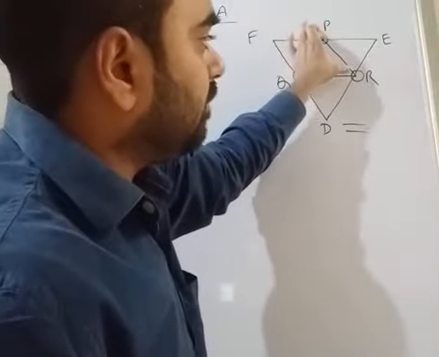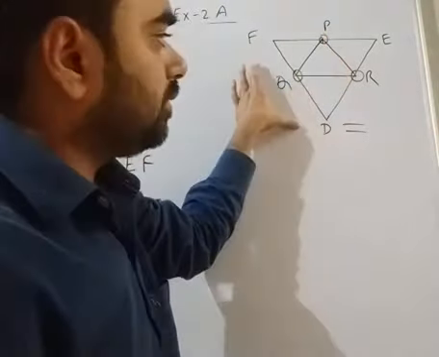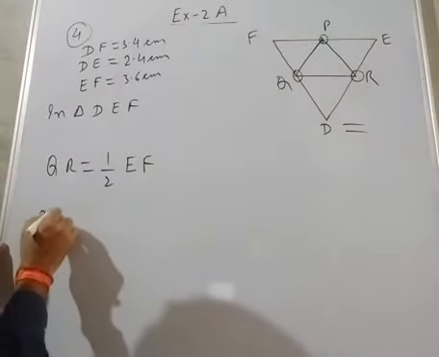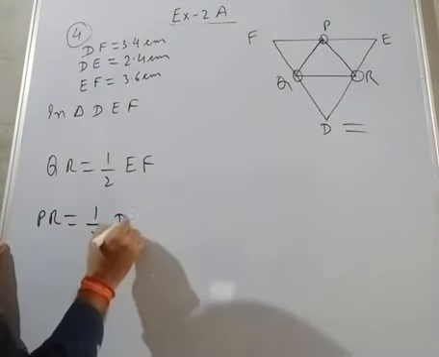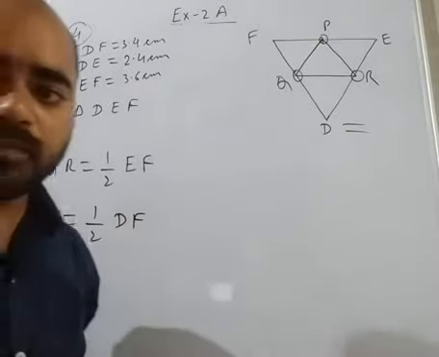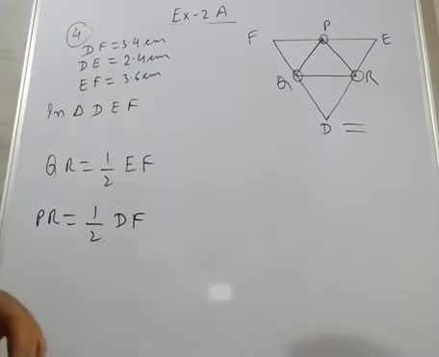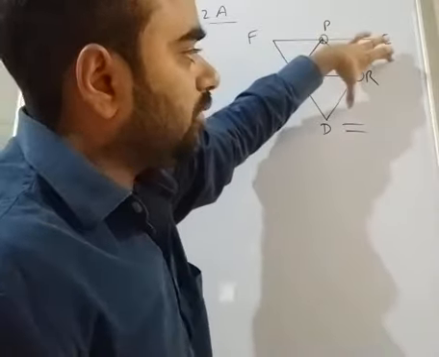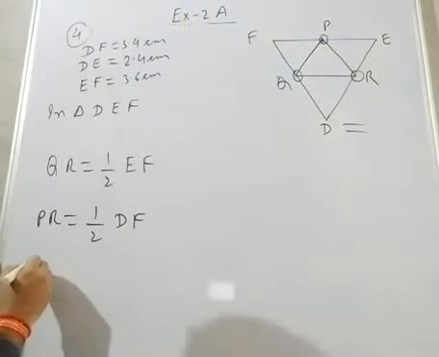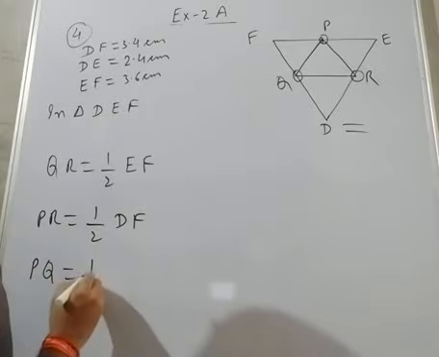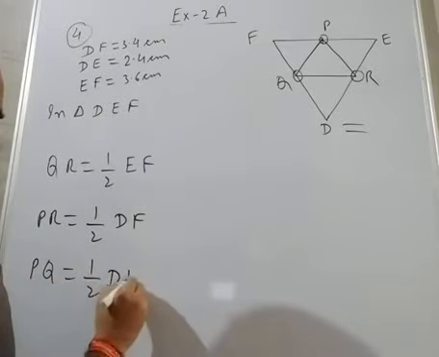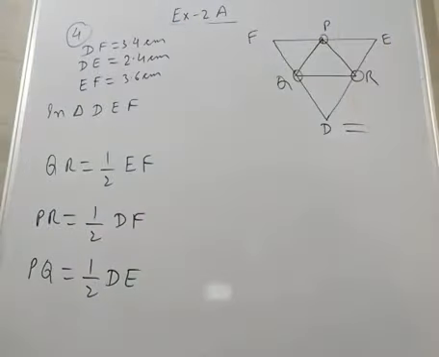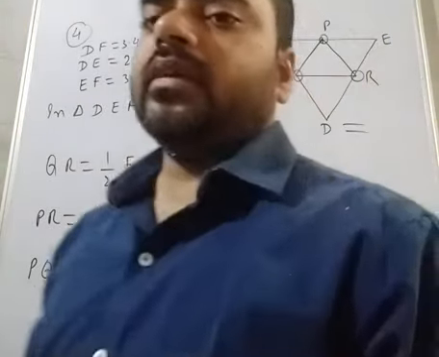Similarly, if you take PR, then PR will be half of DF using the midpoint theorem. Similarly, what is left? QR, PR done. PQ will be half of ED. Correct? Using the midpoint theorem again in triangle DEF.